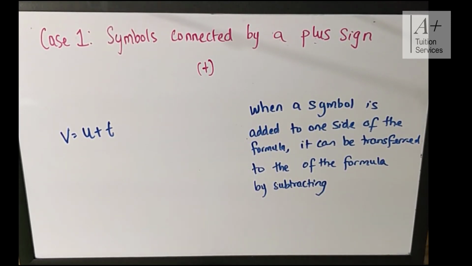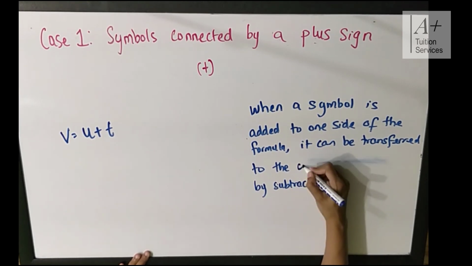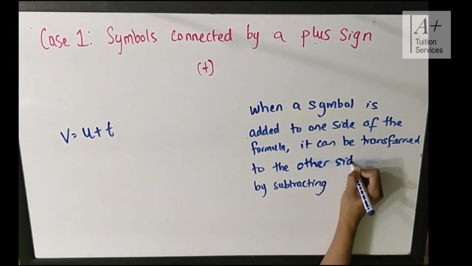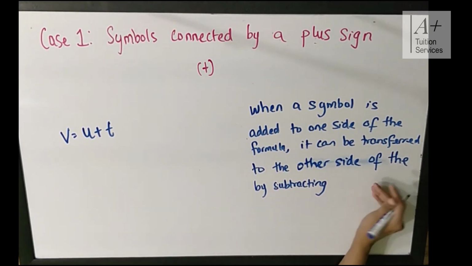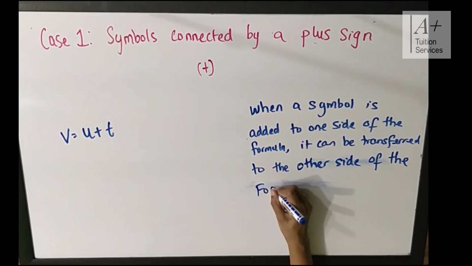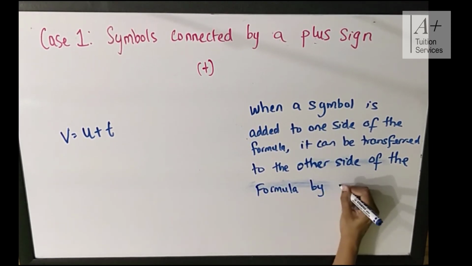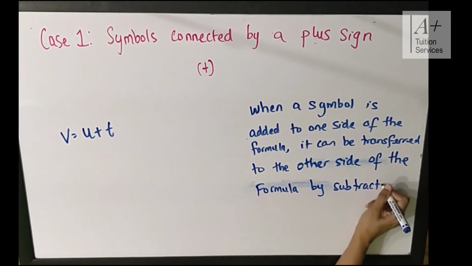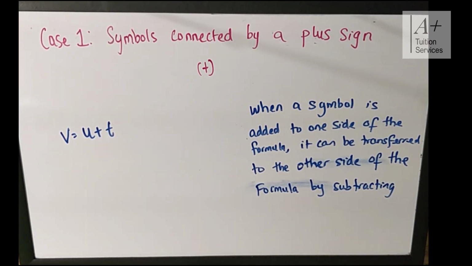When a symbol is added to one side of the formula, it can be transferred to the other side of the formula by subtracting. So I'll repeat that. When a symbol is added to one side of the formula, it can be transferred to the other side of the formula by subtracting. And we say the other side because it moves from one side of the equal sign to the next side. So have a look at this example here now.